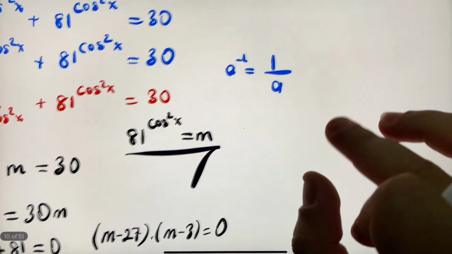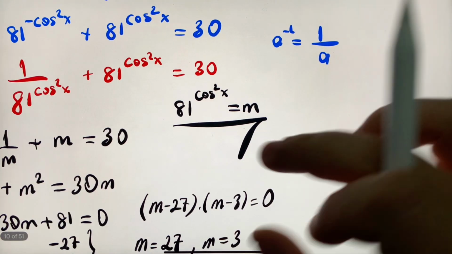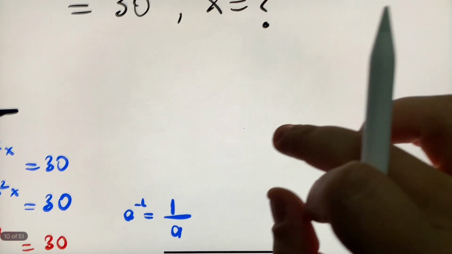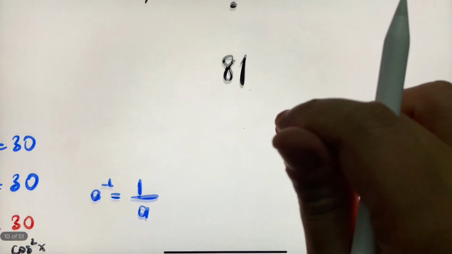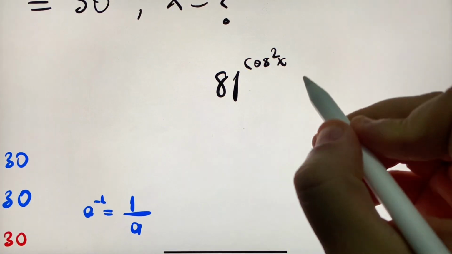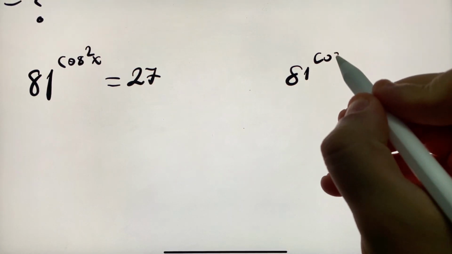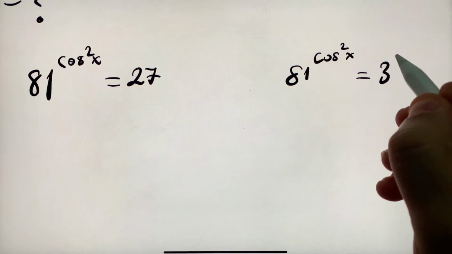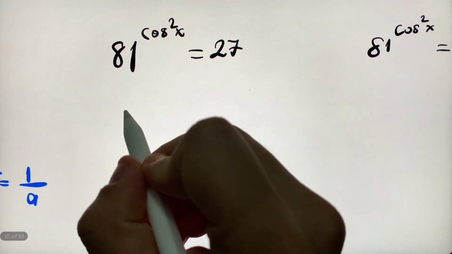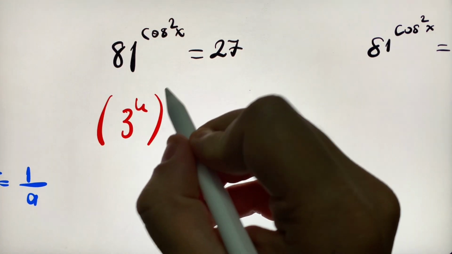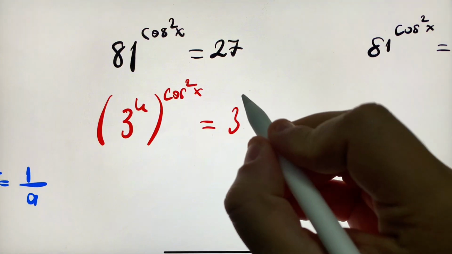Now that I have expressed my question in this way, it is better. What was the expression we called m? Let's remember right here: it is 81 to the cosine squared x. When it equals 27, we have 81 to the cosine squared x equals 27. And when it is 3, we have 81 to the cosine squared x equals 3. Of course, there is a secret here. I immediately think: what power of 3 is 81? 81 is equal to 3 to the 4th. And 27 is a power of 3: 3 to the 3rd, of course.